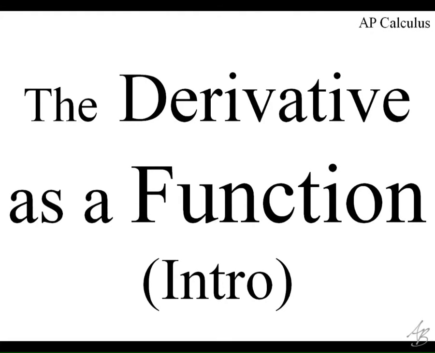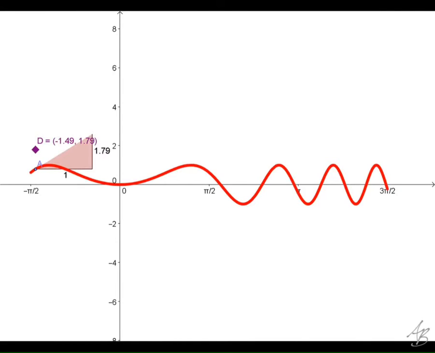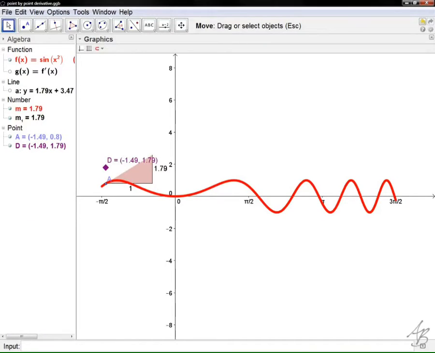I'd like to look at what a derivative looks like as a function. So this is kind of an intro to using a derivative as a function rather than just finding the slope at any particular point. And to do that, I'm going to use the program I've been using before. This is called GeoGebra. So what we have here, I've got a curve graphed.